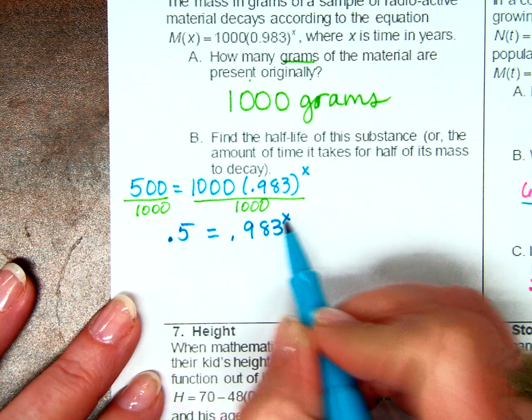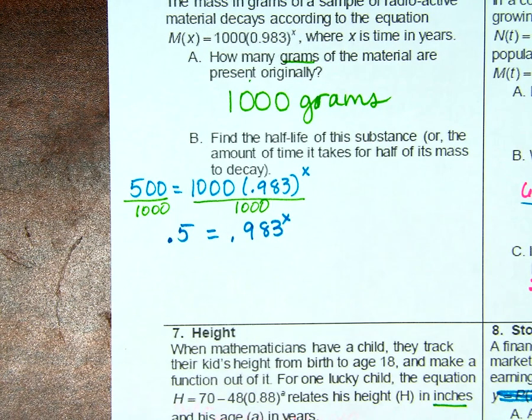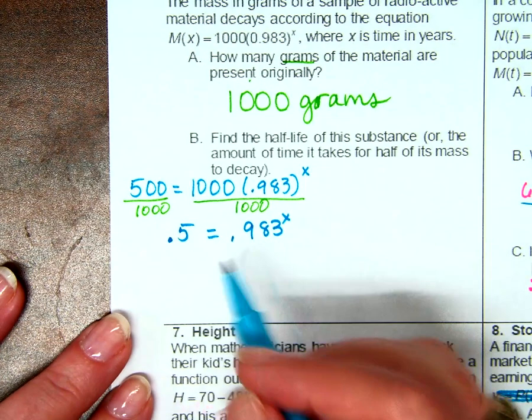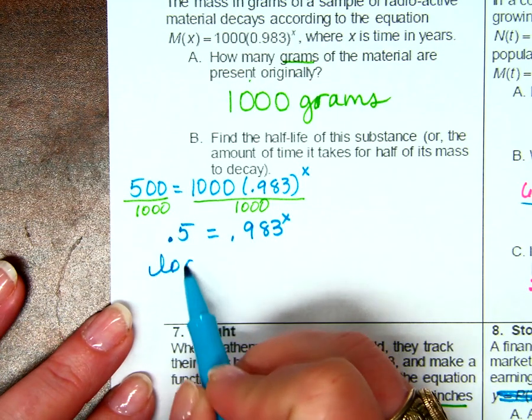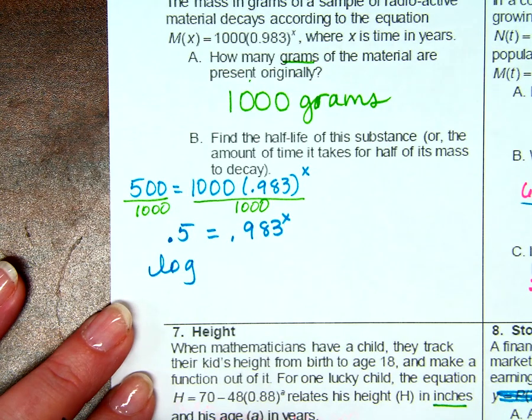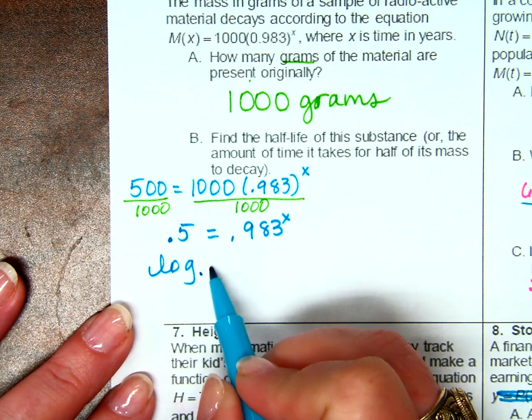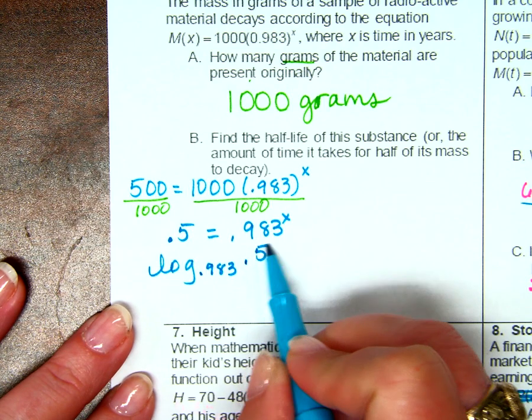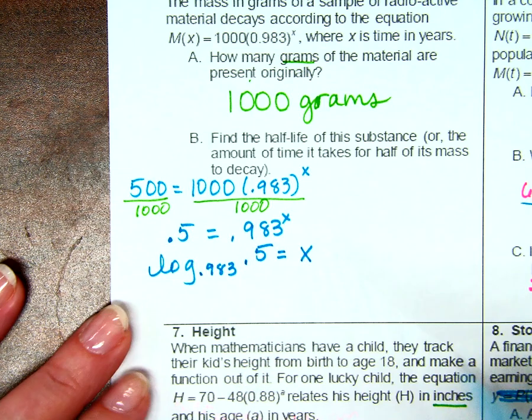0.5 equals 0.983 to the x. Now what would you like to do? Now is the time for logarithmic form, right? Once the base is isolated, now is the time for logarithmic form. So how about if we do log base 0.983, excellent, of 0.5 equals x.